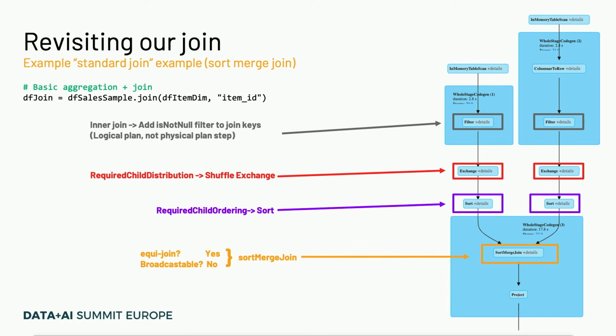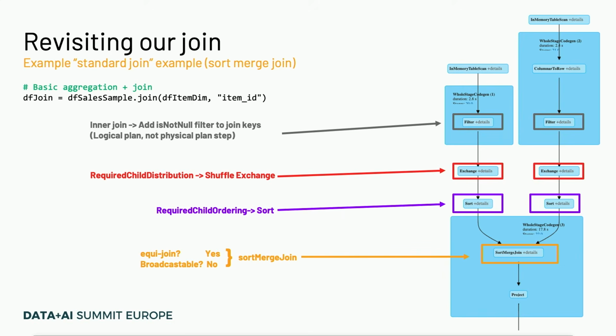Next, we know that the sort merge join has a required distribution of hash partitioning, and this causes Spark to add a shuffle exchange for each of the data frames that are going to be joined. Lastly, there's also the required ordering, because the sort merge join requires both of the data frames to be sorted. So this causes two sorts to be added before the sort merge join operator. Finally, Spark has seen that this join is an equi-join because it contains the equality statement on the item ID. It has also determined that both of these data frames are not small enough to be broadcasted, and as such has ended up with the sort merge join.